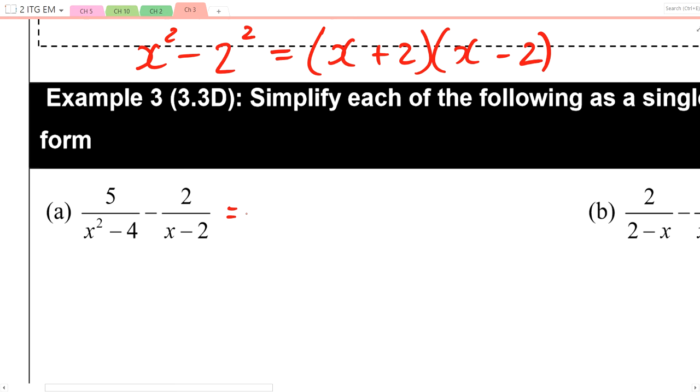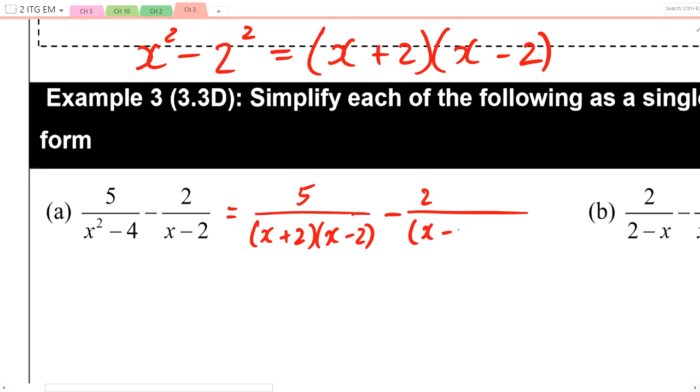Okay, so this is how we do it. We factorize the first denominator first. So here we have 5. And in the denominator, I've got x plus 2, x minus 2. Okay, this is showing the marker that, yeah, I know I am supposed to factorize that to get x plus 2, x minus 2. Now the second fraction, minus 2 over x minus 2, we want to multiply it with x plus 2. So that the denominators are now all the same.